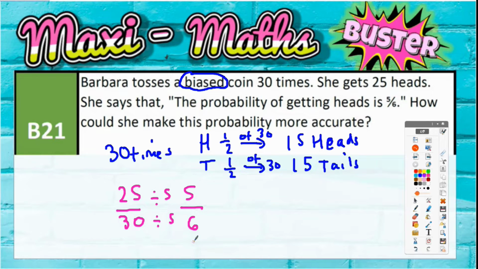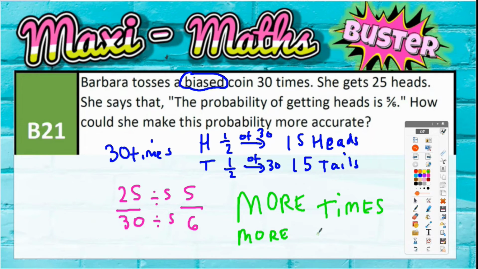But to get a more accurate picture of exactly how biased this coin is, she simply would have to toss the coin more times. And it's the same with any mathematical experiment or any scientific experiment. The more times you do it, and the more data you have collected, the more accurate your experiment and your conclusion would be. So the simple answer to that is she needs to do the experiment more times.